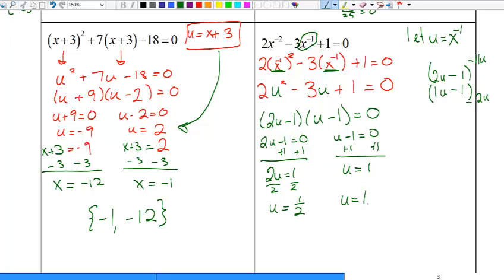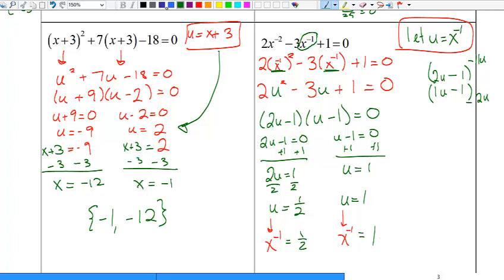Okay, am I done? No, I'm not done, and I'm not done because I've solved for u, I haven't solved for x. So I need to use my little translate up here in the corner, and replace every time I say a u, I'm going to replace it with x to the negative 1. And then I can solve the rest of my equation. X to the negative 1 equals 1/2, x to the negative 1 equals 1.